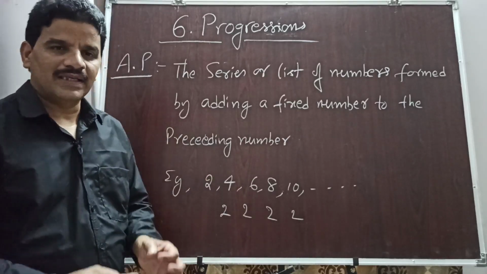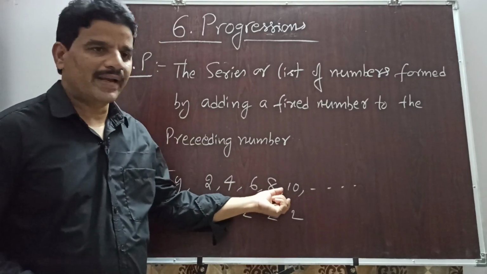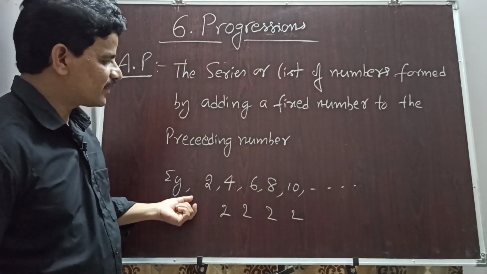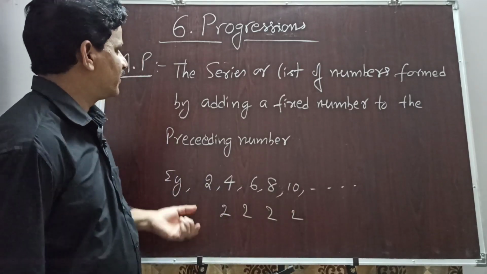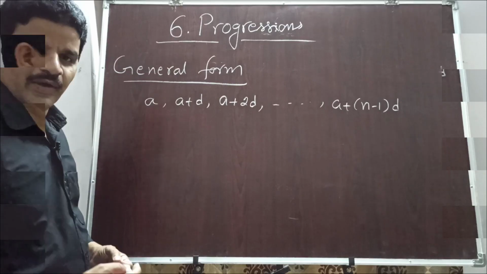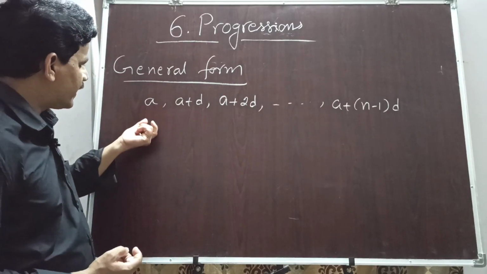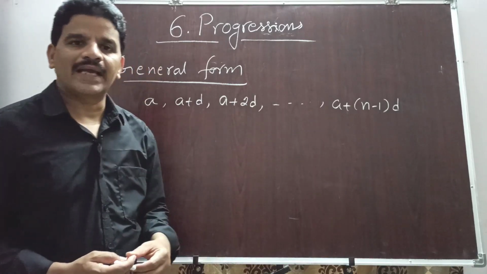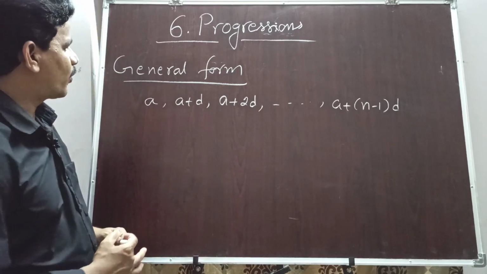Arithmetic progression is a series or list of numbers. All these numbers are formed by adding or subtracting a fixed number to the preceding terms in the entire series. In this way we obtain arithmetic progression. Now the general form of arithmetic progression is given by a, a plus d, a plus 2d and so on, a plus n minus 1 into d. This is the general form of arithmetic progression.